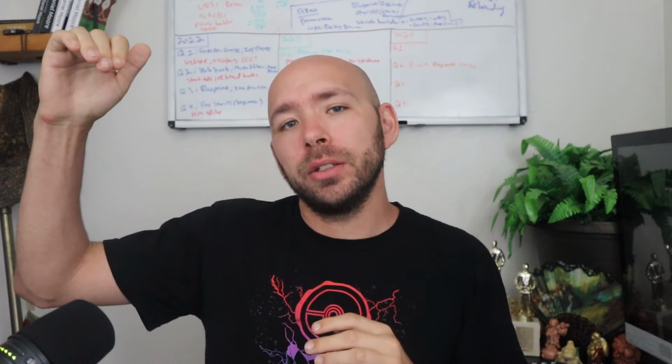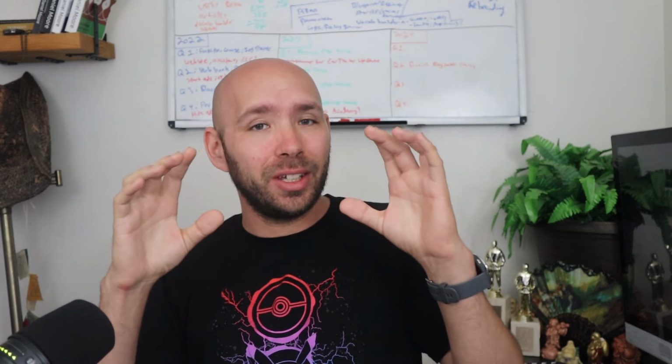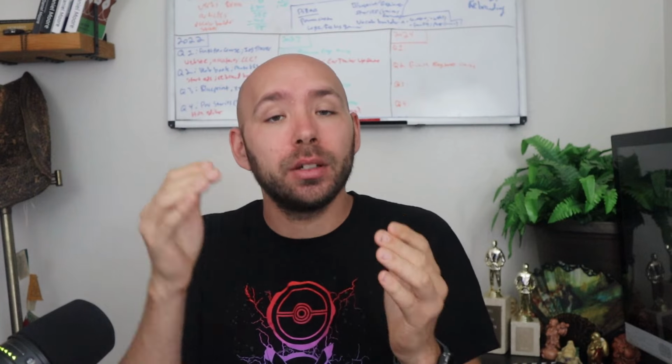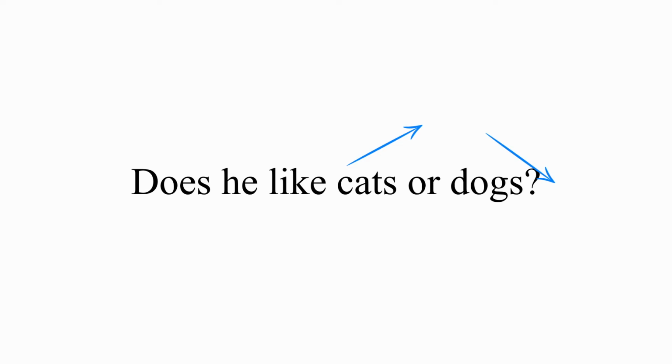If I rise at the end, I'm still giving two options, but I'm just asking if he likes either one, not just one, either one. So there's a different purpose there. So going back to the original or question where we fall at the end, does he like cats or dogs? Does he like cats or dogs? So that is not a yes or no question. It's a cat or dog question.